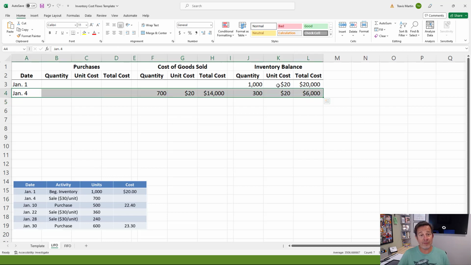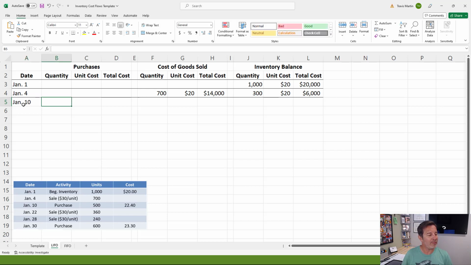Allocating the cost of inventory between cost of goods sold and ending inventory. We had 20,000 in beginning inventory. You notice it's allocated between cost of goods sold and ending inventory. We sold 14,000, we have 6,000 left. Inventory can either sell and leave, or it can sit.